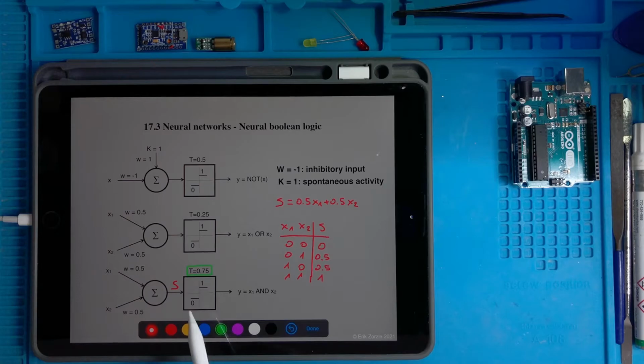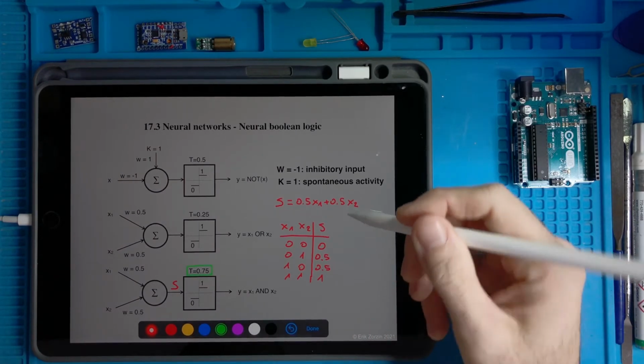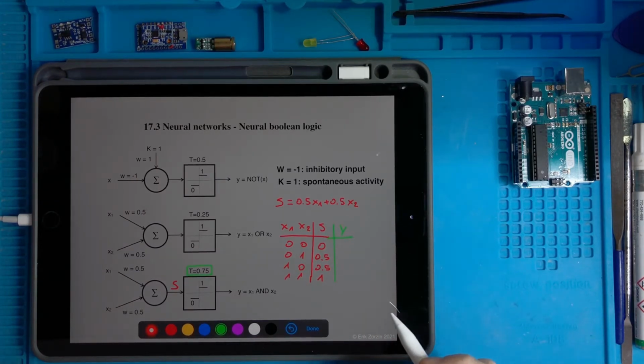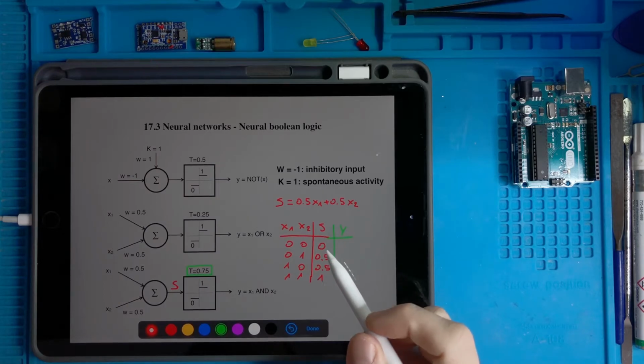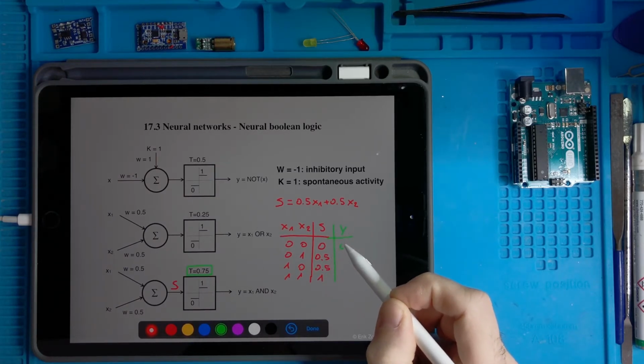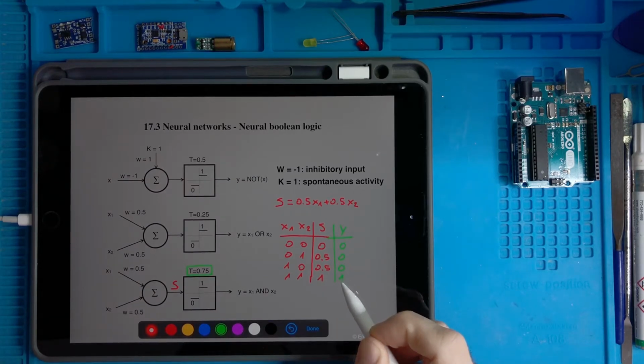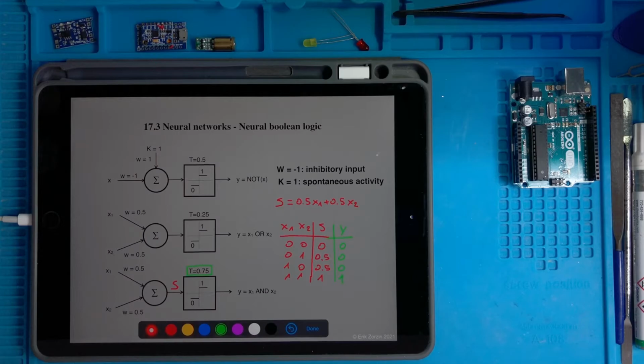So now in this subsequent stage of processing of this signal, we choose to go for a threshold of 0.75. So let's calculate the variable y according to this new threshold. So if it is below 0.75, the output stays at 0, but if it's above 0.75, the variable y goes at 1. And so this way we implemented an AND gate.